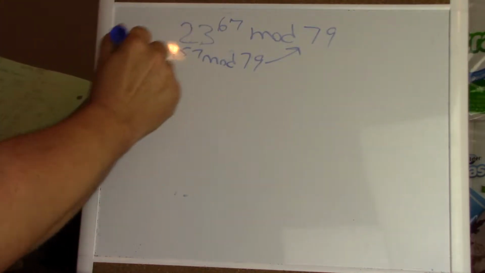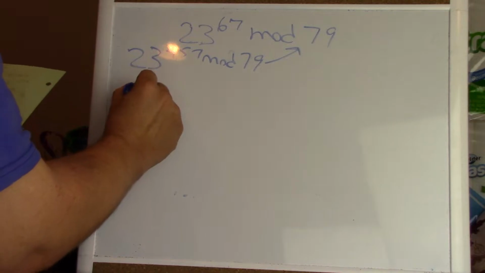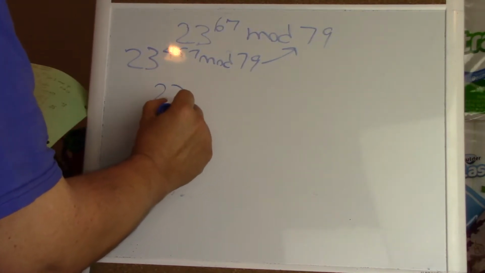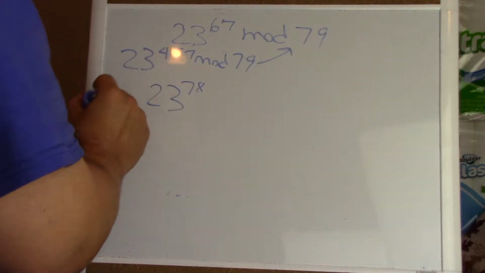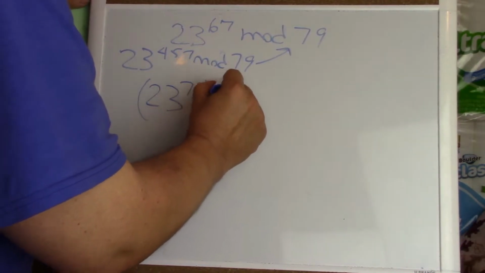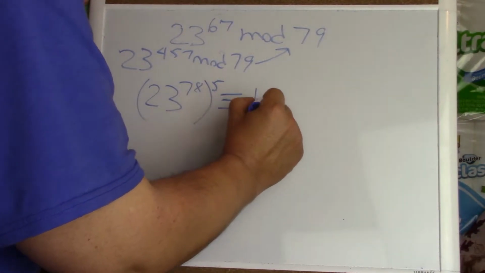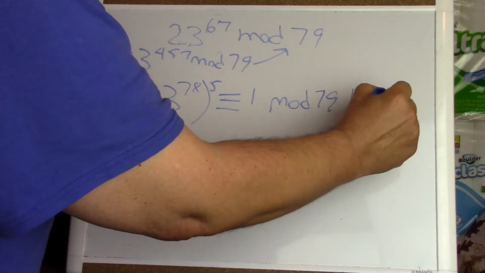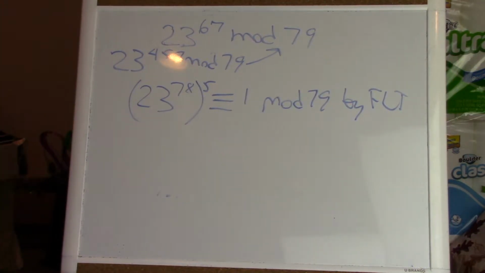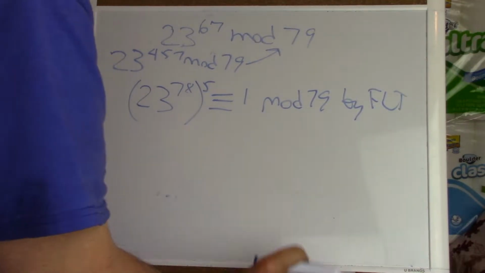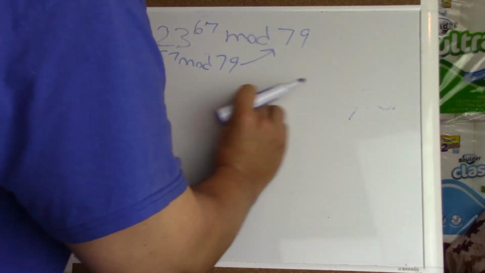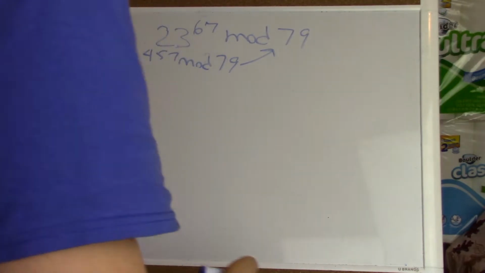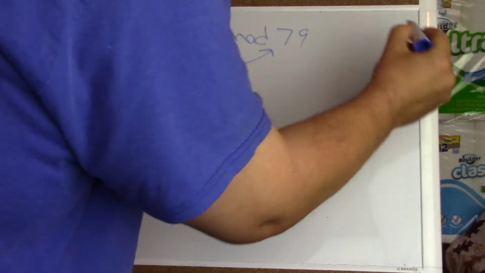Alright, so now we've got it to the 67 because everything else, 23 to the 78 to the 5th power, is 1 mod 79 by Fermat's little theorem. Okay, so the next thing is a trick that I learned while I was doing many of these problems to practice for the exam.